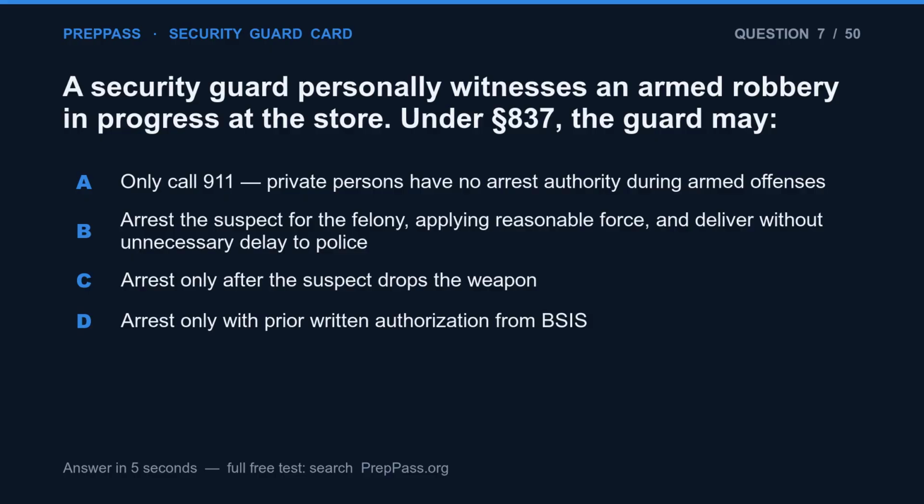Question 7. A security guard personally witnesses an armed robbery in progress at the store. Under Section 837, the guard may A. Only call 911. Private persons have no arrest authority during armed offenses. B. Arrest the suspect for the felony, applying reasonable force, and deliver without unnecessary delay to police. C. Arrest only after the suspect drops the weapon. D. Arrest only with prior written authorization from BSAS.